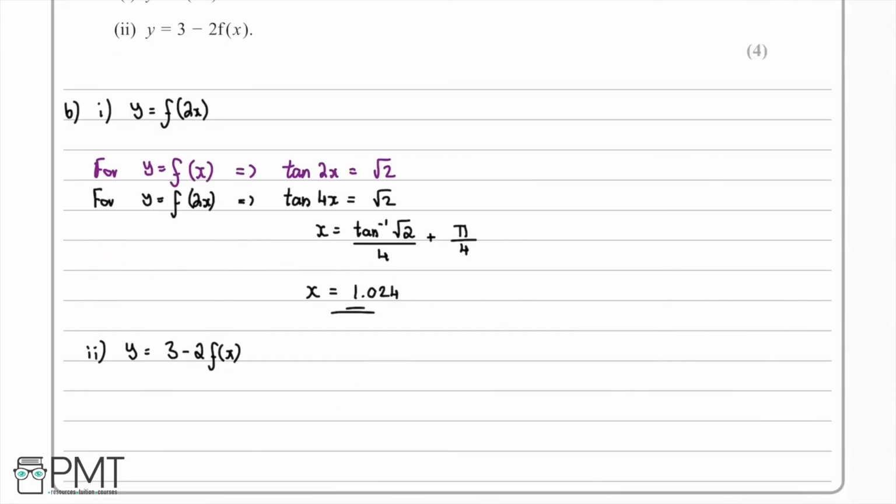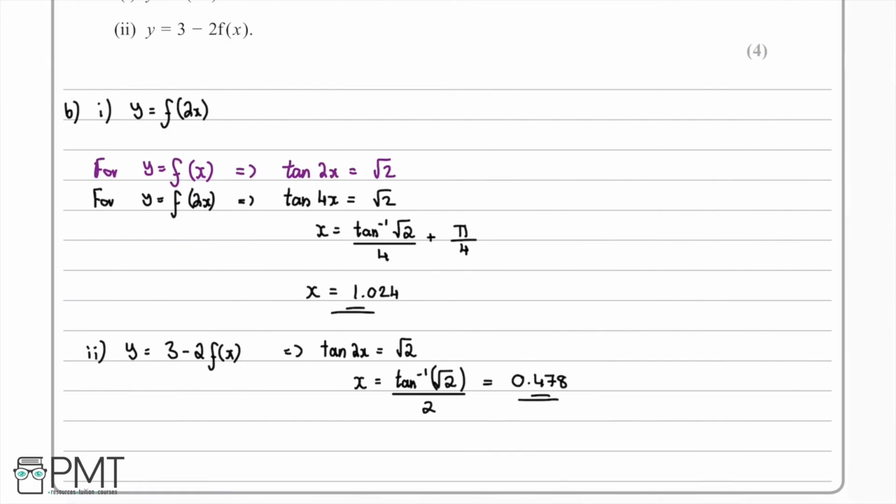So now for the second part of this question, we want to find the minimum turning point on the curve with the equation y is equal to 3 minus 2f(x). So our first thought will be that f(x) remains unchanged. So therefore, we want to solve tan 2x is equal to root 2. So going ahead and solving this, we'll have that x is going to be equal to tan negative 1 of root 2, and since we have 2x, we're going to divide by 2. And putting this into our calculator, we get that this is equal to 0.478.